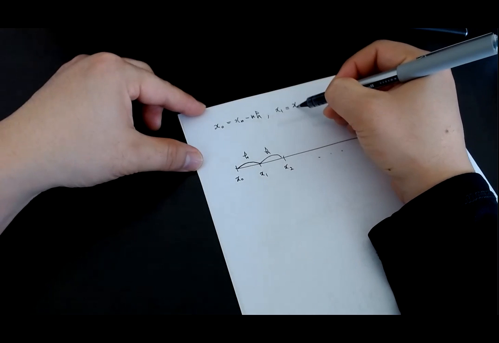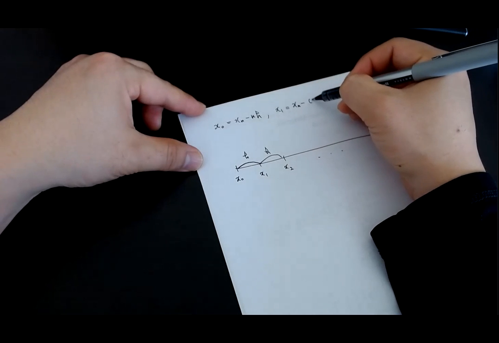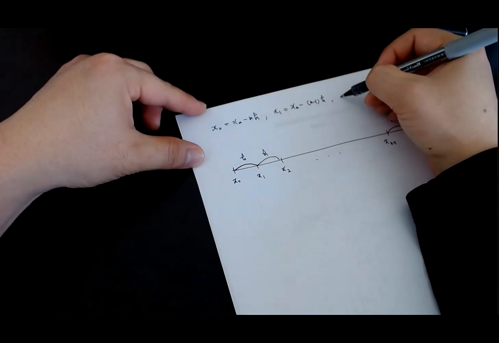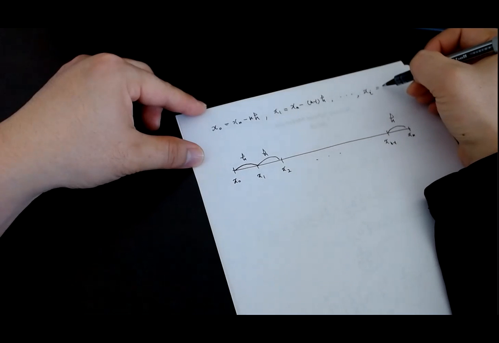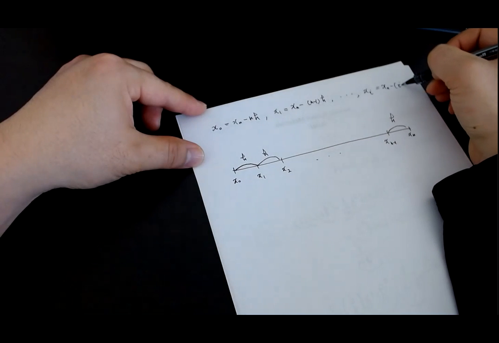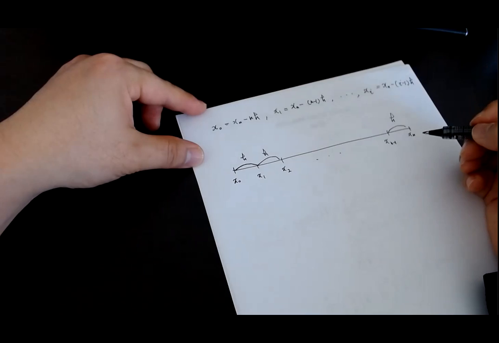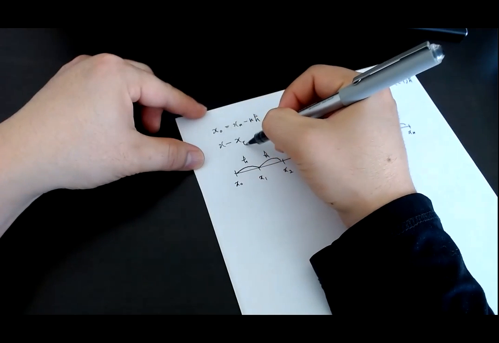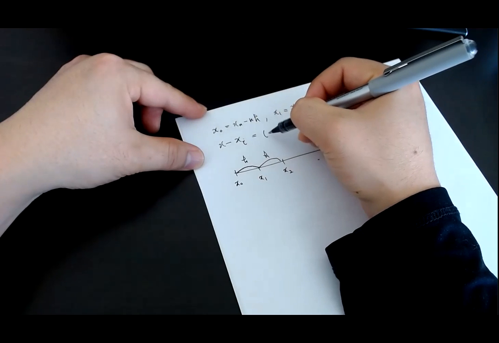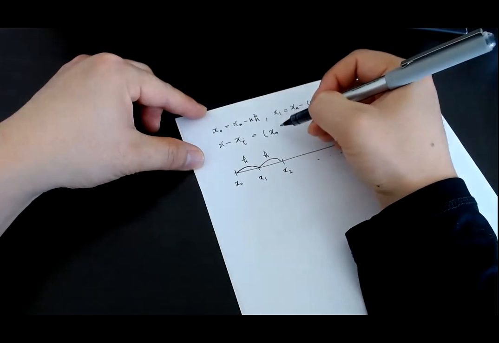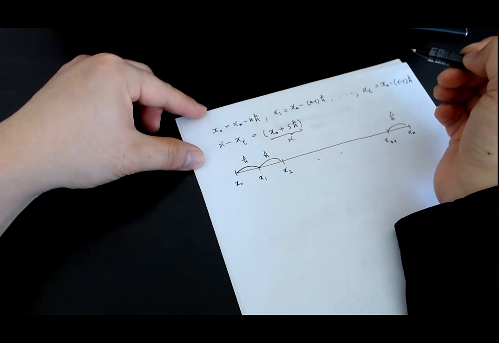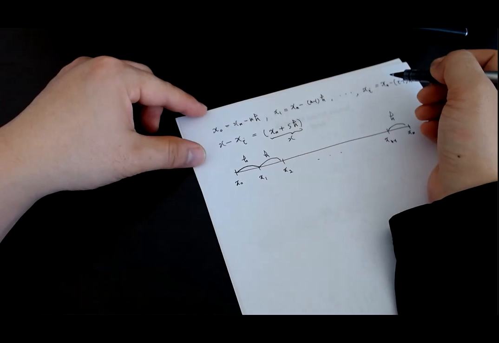x1 is xn minus n minus 1 times h, right? So similarly, what is xi? xi is xn minus n minus i times h, isn't it? So then x minus xi is equal to xn plus s times h. This is the other expression of h, right?